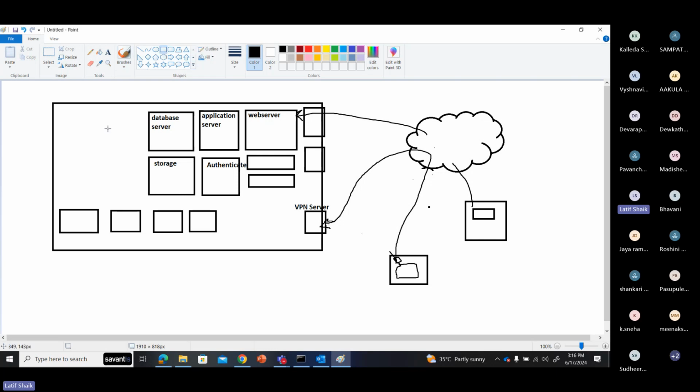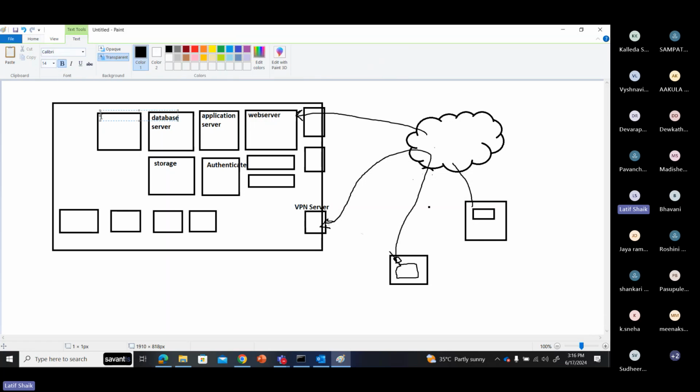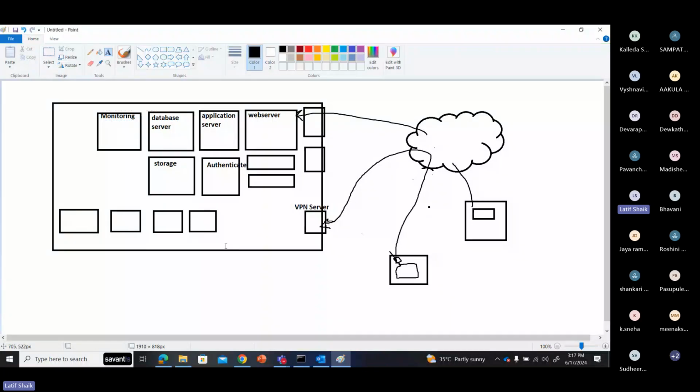Okay. So guys, these are all entirely your infrastructure. Of course, to monitor, you need a monitoring system. So then you are able to see what is going on with your infrastructure. Not only these services and servers, guys, backup servers are required. One web server is not enough. You have to put 2, 3 web servers. So this is your infrastructure.